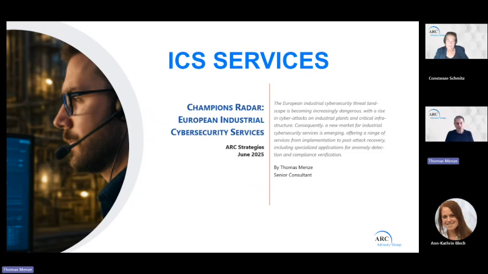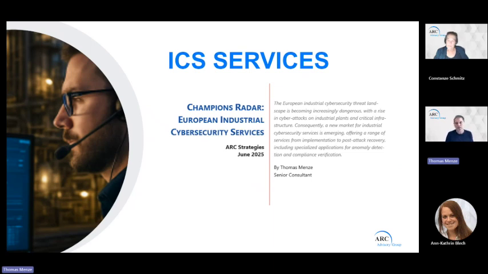In our discussion with the market, we realized that roughly 20 or 25% of the companies consider cybersecurity measures as not so important because they are under control. And with that, we thought that is maybe a wrong assumption, and they have to do more. That was our initial trigger to analyze this market and develop this European Champions Radar for ICS services.